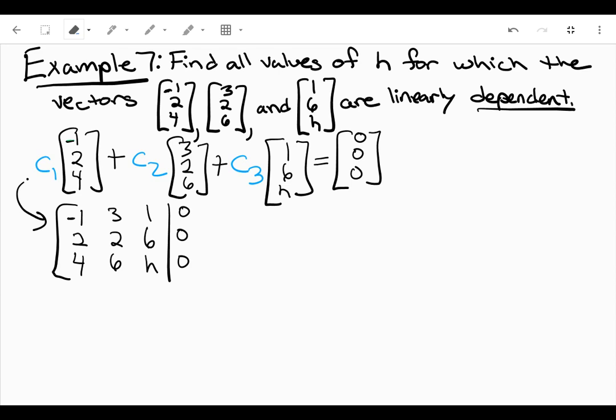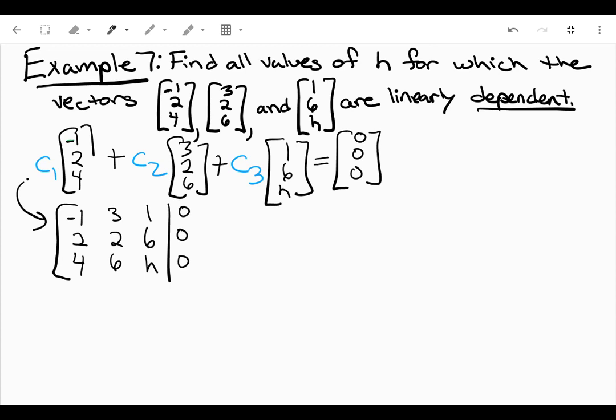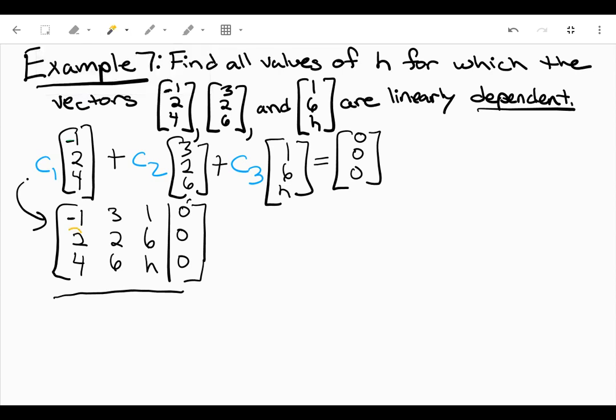So that's why I set up the equation, and then I went ahead and wrote the corresponding augmented matrix. It's written as a vector equation here, and then I converted it to the augmented matrix form here. Okay. And so the next thing that needs to happen is we need to row reduce this augmented matrix to consider the solution set.